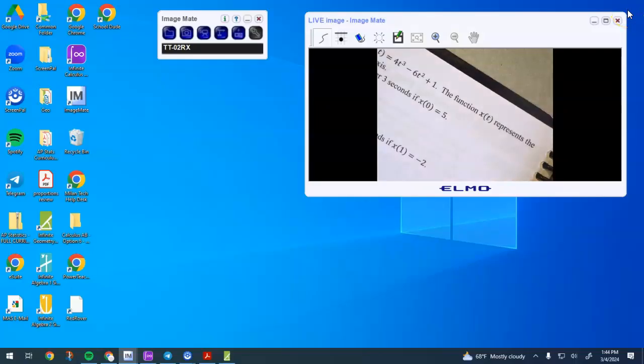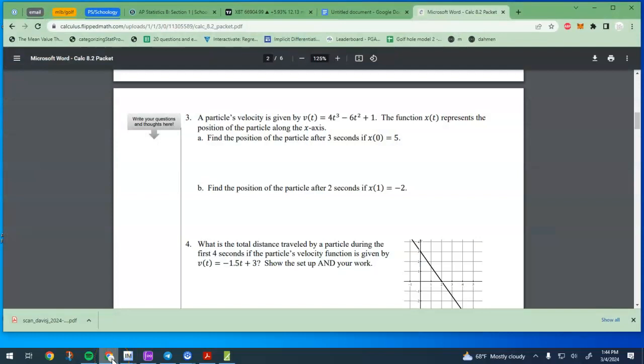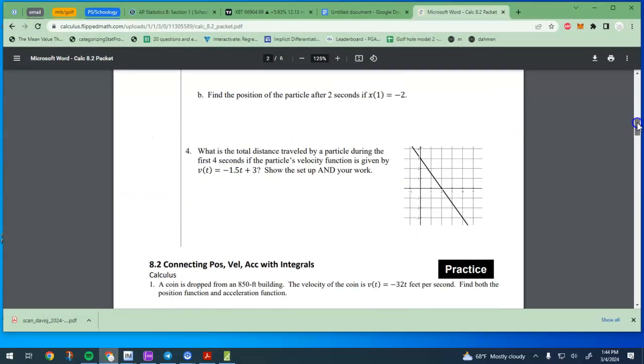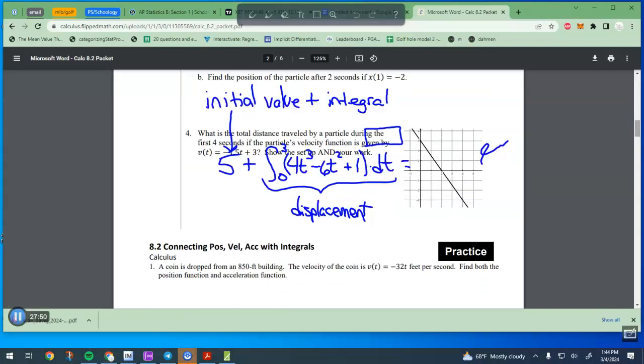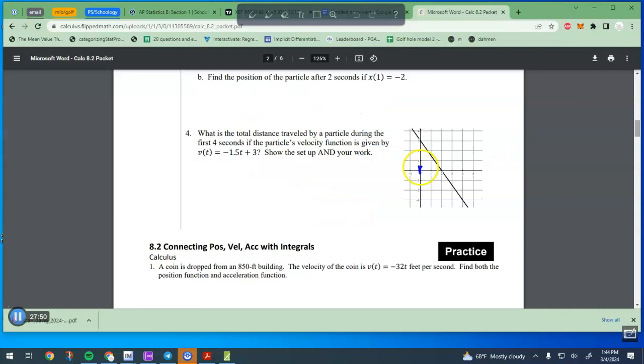There's a bunch of different ways to do number 4. Try to do the most efficient. If I asked you to integrate from 0 to 4, what would your answer be? It'd be 0, wouldn't it? Because this area up here is positive, this area down here is negative, but they're the same size. So they would just cancel out. If I said integrate, it would just be 0. Or if I said displacement, but it's saying total distance.